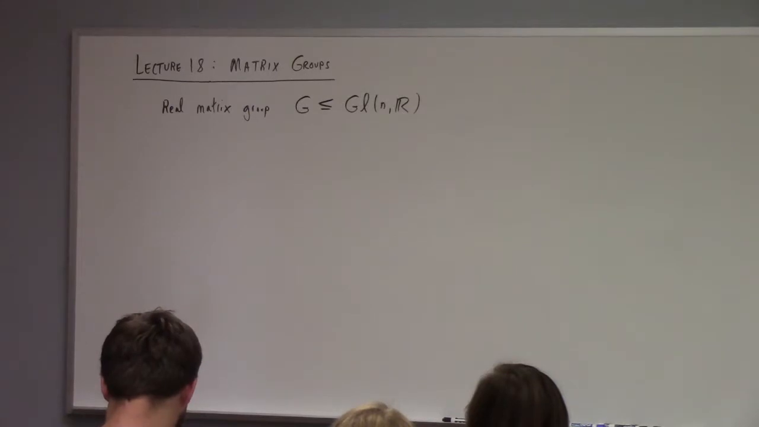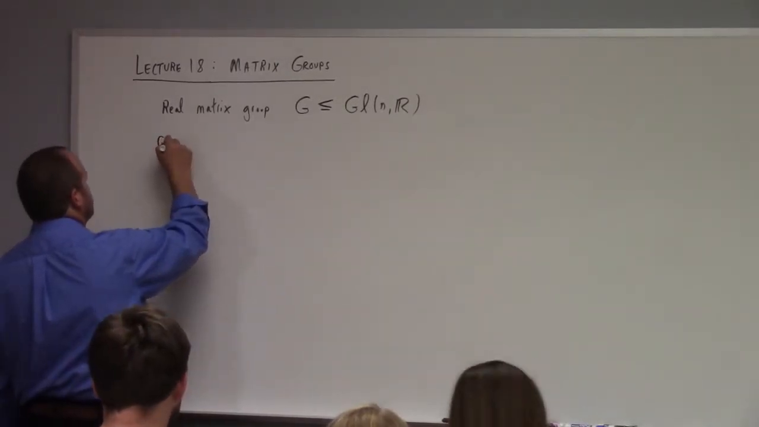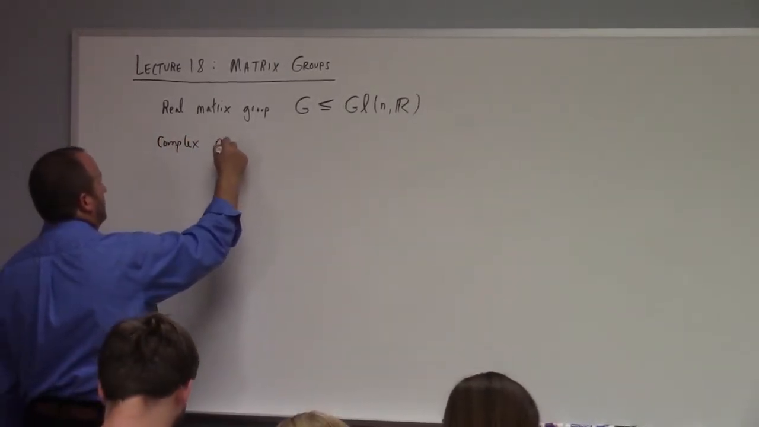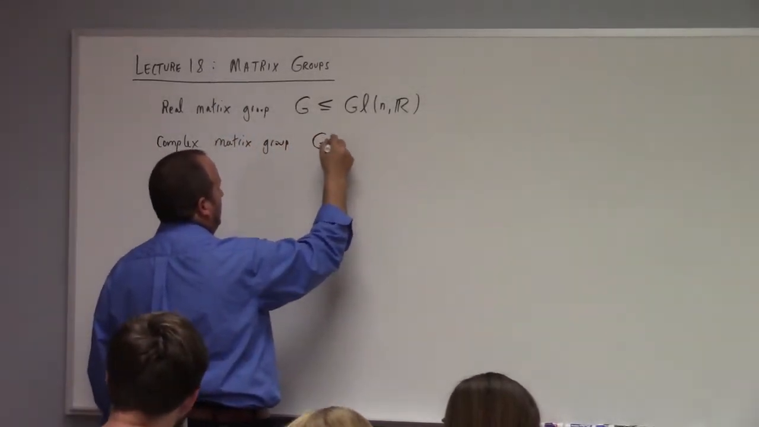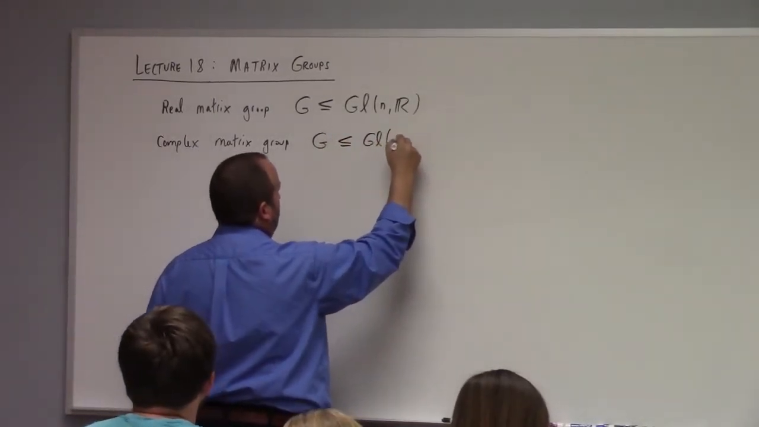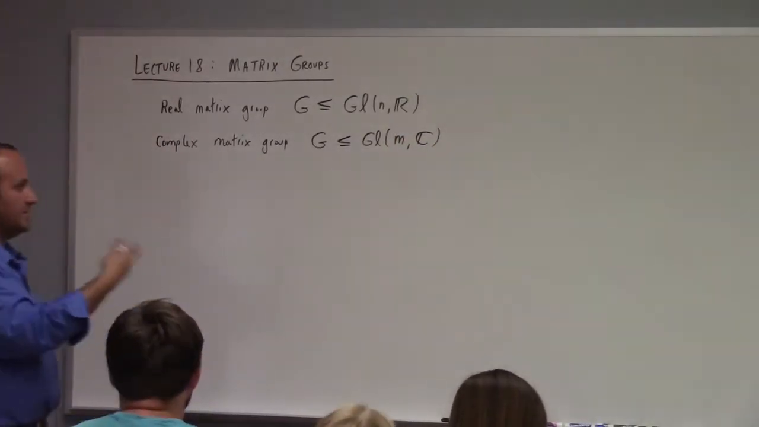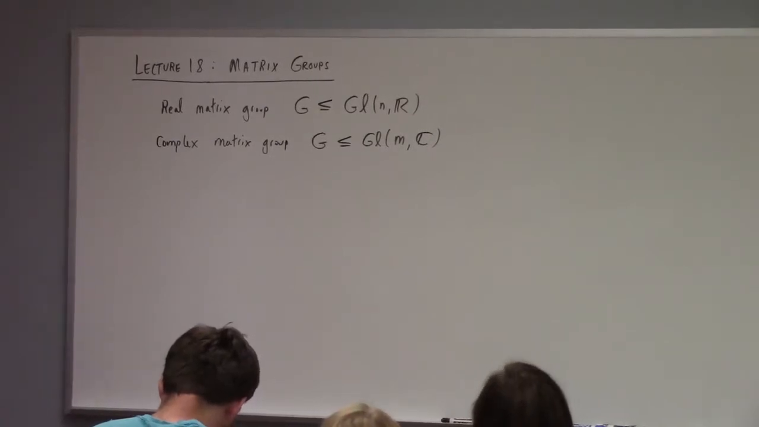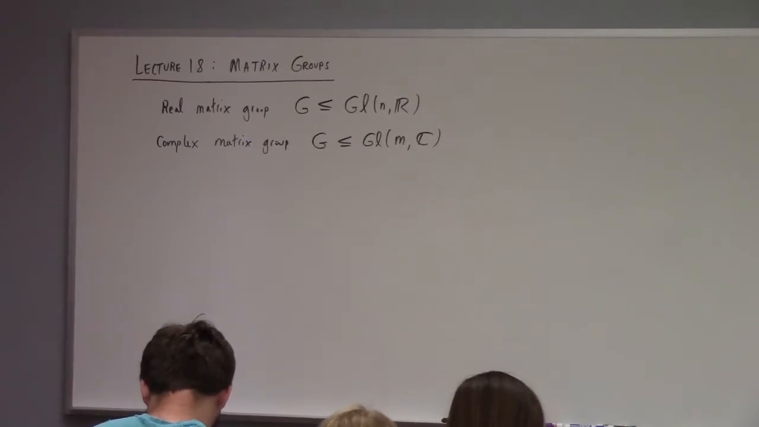You could also talk about a complex matrix group. You could look at a subgroup. What would a complex matrix group look like? It'd be something like G, a subgroup of GL(m, C), so some m by m invertible complex matrices. You could look at matrix subgroups of that. Those would also be matrix groups.